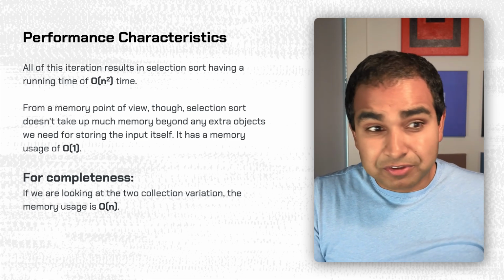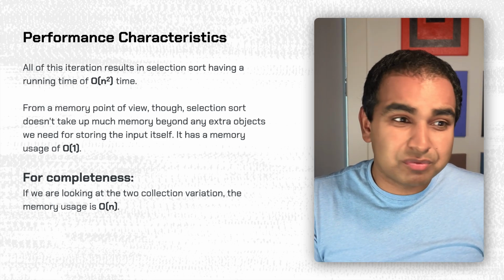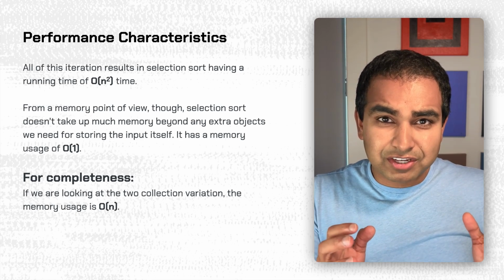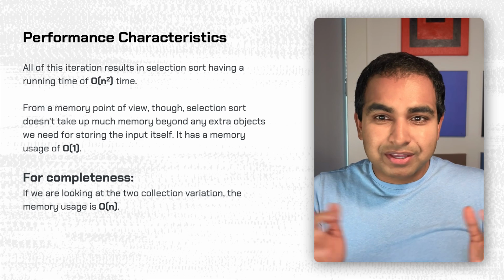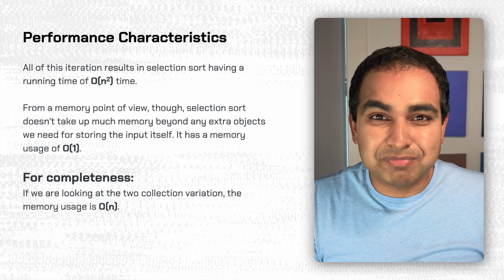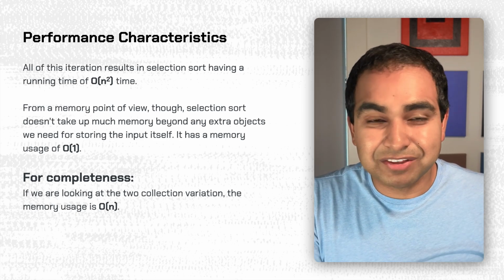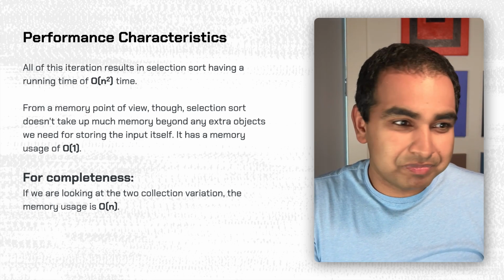From a memory point of view though, selection sort doesn't take up much memory beyond the extra objects we need for storing the input itself. As we saw earlier in the single collection variation, which is the default variation you'll see when selection sort is talked about, all the swapping and things are happening in the same collection you're currently in. There are no extra arrays being created, which means that you have a memory usage of constant value, which is big O of 1. That is excellent. You really can't get too much better than that one.